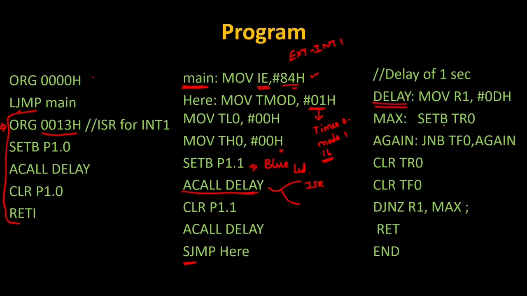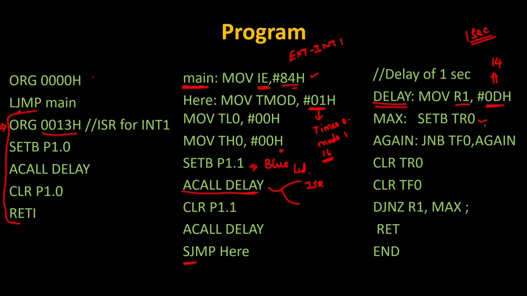This program is the same as your previous program. You can refer to it, or we can give a glance here. The R1 register is going to get the value of 0D. Why? Because this loop has to repeat 14 times to create a delay of 1 second. We have already seen this calculation, right? So it is taking 14, 0D. And after that, TR0 is set.